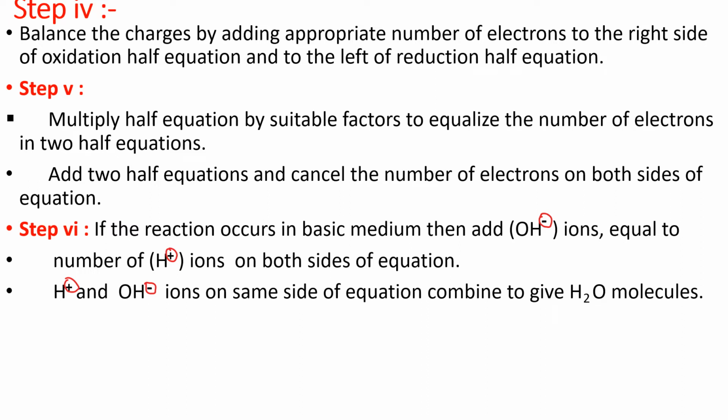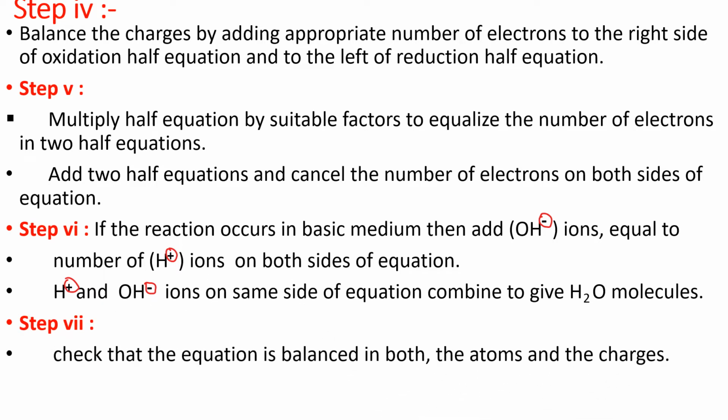Then in step number 6, if the reaction occurs in basic medium, add OH minus ions equal to the H plus ions on both sides of the equation. The H plus and OH minus ions on the same side combine to give H2O molecules. Okay. Then step number 7: check that the equation is balanced on both sides, in atoms and charges.